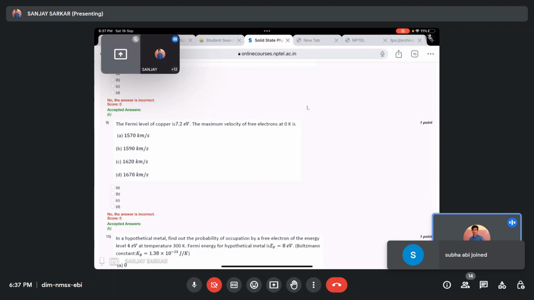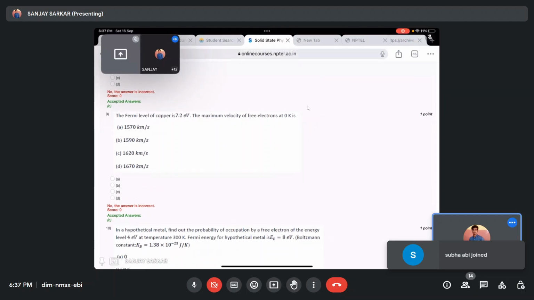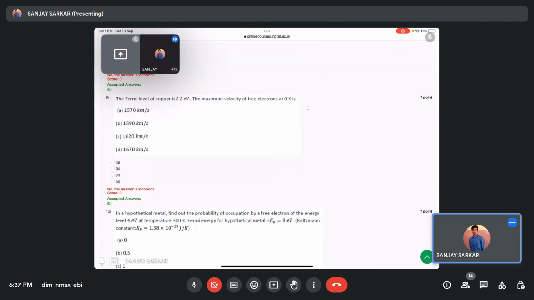If you have understood every question or submitted, then please solve question number 9. The Fermi level of copper is 7.2 electron volt. The maximum velocity of free electron at 0 Kelvin is what? The answer is already given, but please explain how you calculated it.